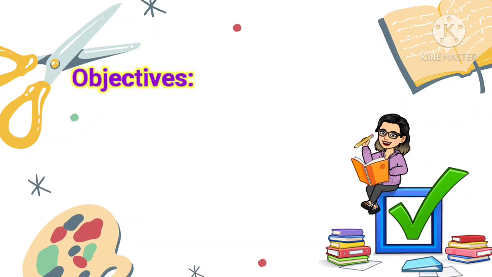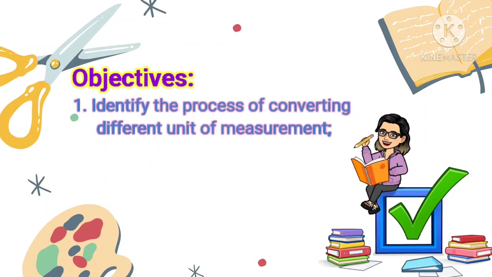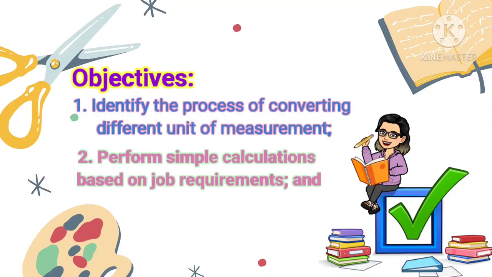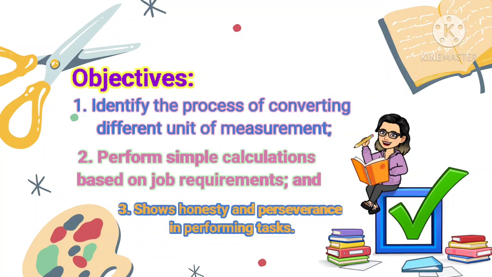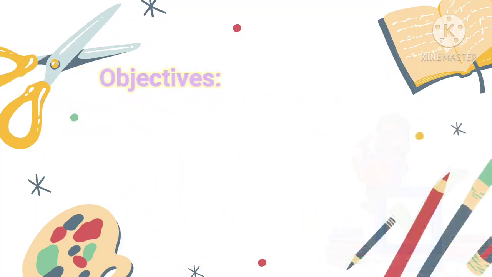Our objectives for today are: number 1, identify the process of converting different units of measurement. Number 2, perform simple calculations based on job requirements. And number 3, show honesty and perseverance in performing tasks.